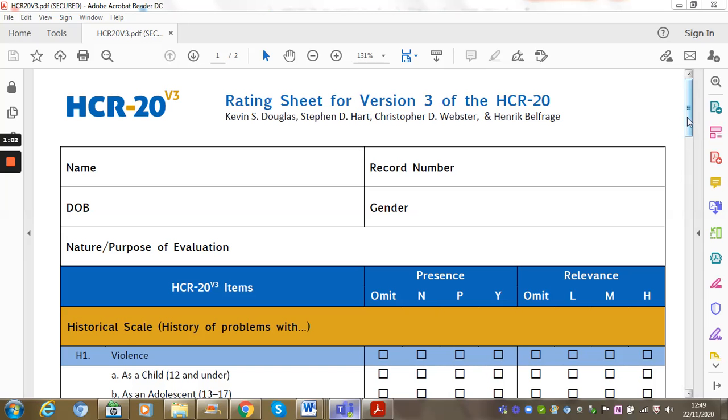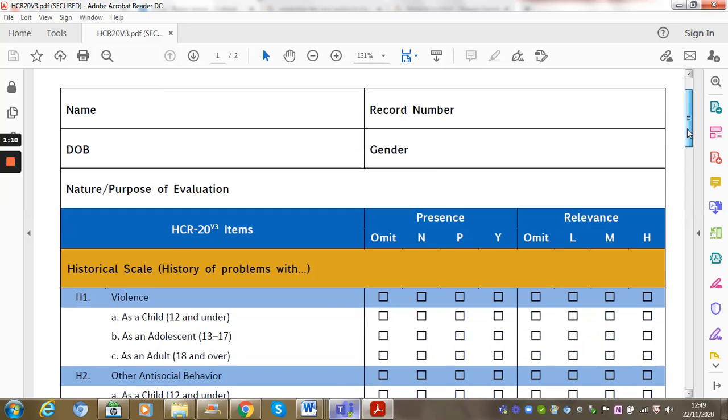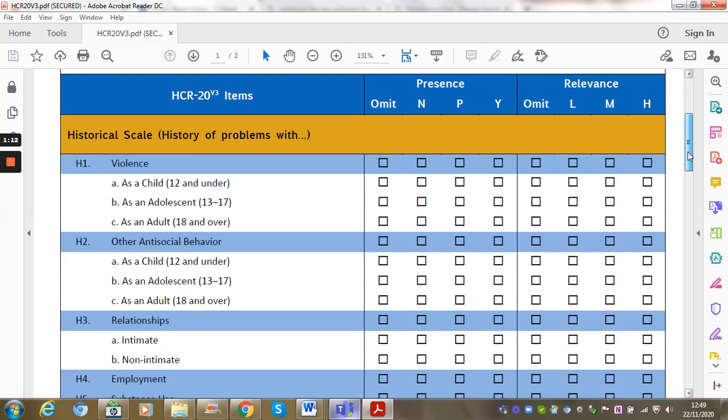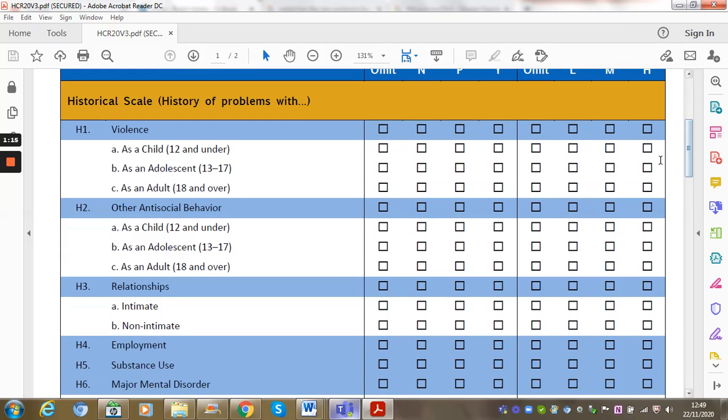Bearing in mind what we said, even if you're looking at a criminal who's now actually dead, for the sake of the exercise, you're pretending they're alive in order to fill this form in, and pretending they're coming up for probation. So, moving on to the historical scale, H1, H2 and the rest of it.